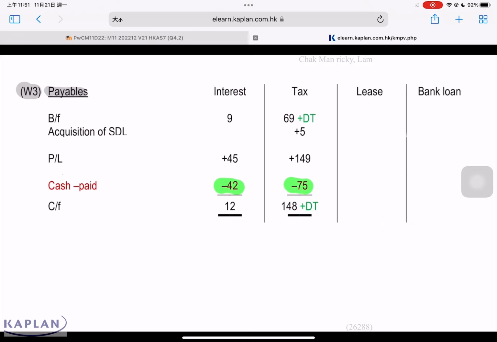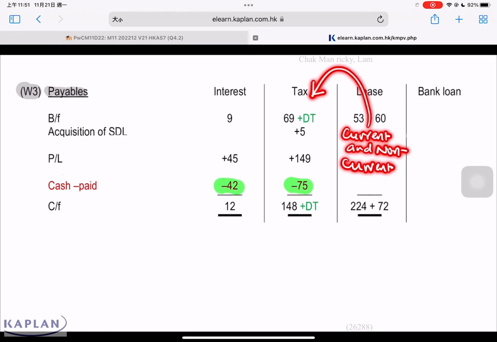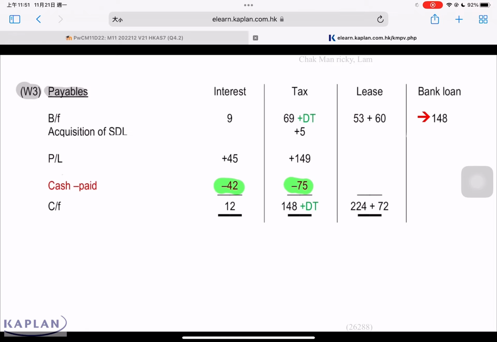This liability is equal to 53 and 224, but this is the non-current portion. You must add in the current portion. The current portion of the lease liability is equal to 60, and at the year end it is equal to 72. Current and non-current, the same applies to current tax and deferred tax. The bank loan: opening is equal to 148, closing is equal to 427. This is a non-current liability. There's a current liability too, just add the current, then we have to consider what the movements are.